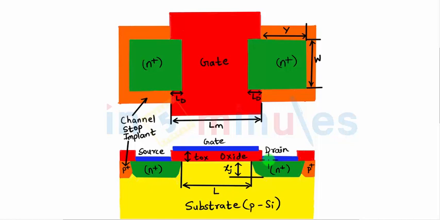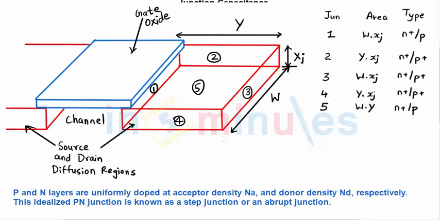Just pay attention. We are going to zoom into this N-type and draw a 3D diagram. Here I have drawn that N-type with this 3D diagram. The N-type diffusion region is surrounded by P-type substrate in 3D, and I have indicated all the regions with 1, 2, 3, 4, 5 with the dimensions given as you can see.